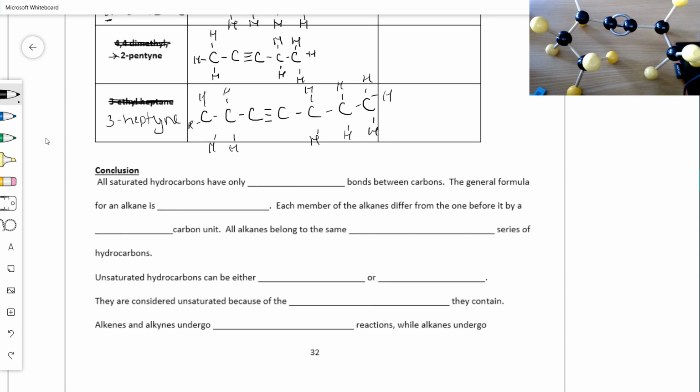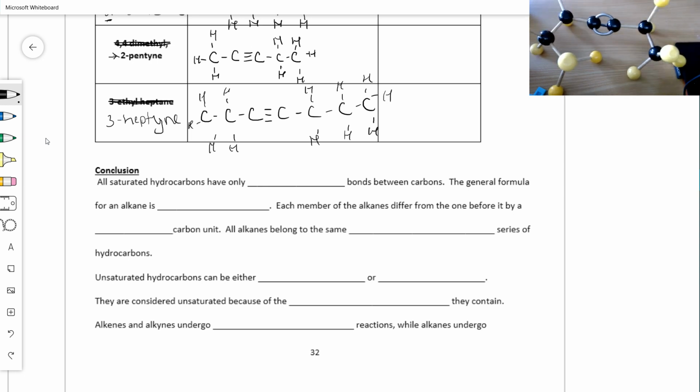No questions here, because there's not a lot of nomenclature that you really have to know. This is really just scratching the surface of organic chemistry, scratching the surface of these naming concepts. I'm going to shift this over a little bit so I can actually draw. So in conclusion, things to remember, things to keep track of. All saturated hydrocarbons have only single bonds between carbons.